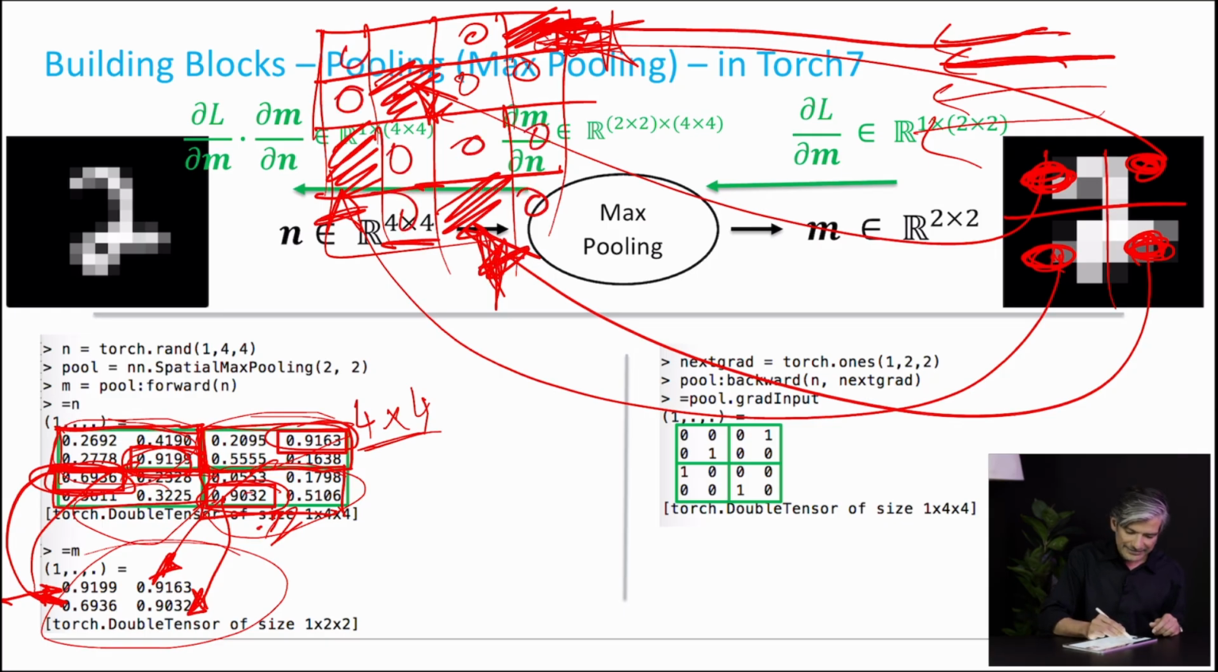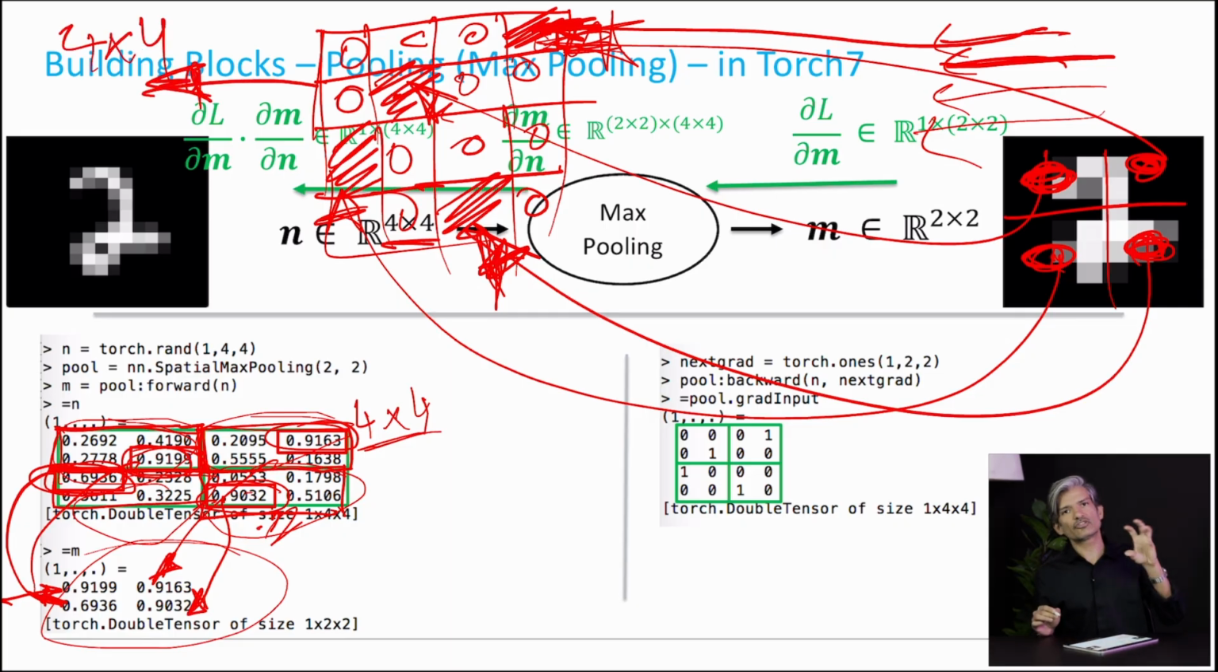So what this layer passes to the previous is, of course, of size 4 cross 4, but it's a sparse matrix with only 4 values and the rest are all 0. So this is 16 minus 4, so the remaining 12 are all zeros that we pass to the previous layer. And that's all that there is in max pool.